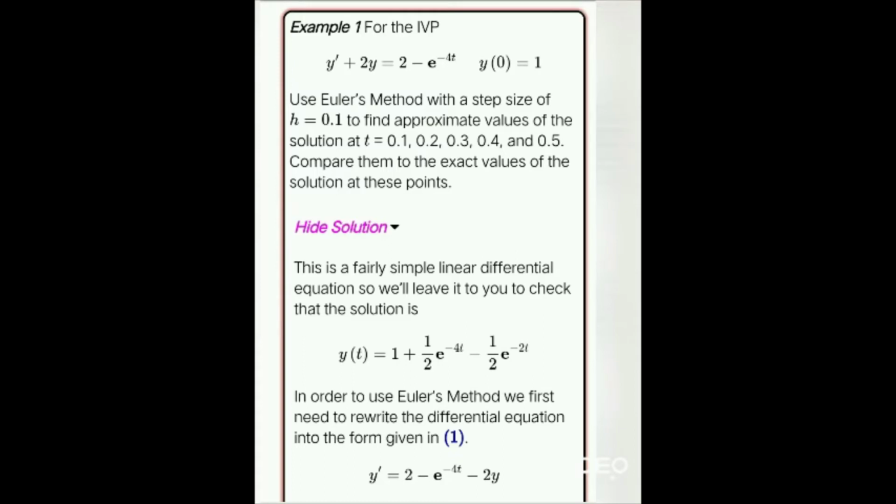Ang kani nga solusyon gikan ra din ni problem gikan ra sa Google akong gikuha. This is a fairly simple linear differential equation, so we'll leave it to you to check that the solution is y of t equals 1 plus 1 half e raised to negative 4t minus 1 half e raised to negative 2t. In order to use Euler's method, we first need to rewrite the differential equation into the form given in 1. y prime equals 2 minus e raised to negative 4t minus 2y.